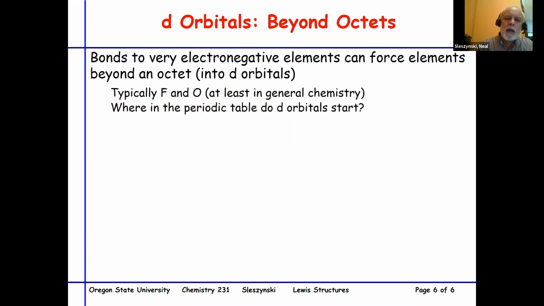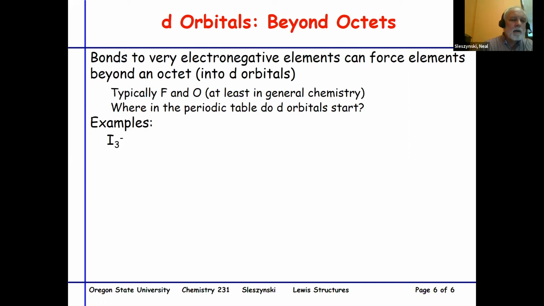And then we also have to consider where in the periodic table we will find elements that have d orbitals. Well, the periodic table starts showing d orbitals in row 3, period 3. If we're looking at elements in period 2, we do not have access to d orbitals. So let's take a look at a few examples of where we're going to expand beyond an octet using d orbitals.